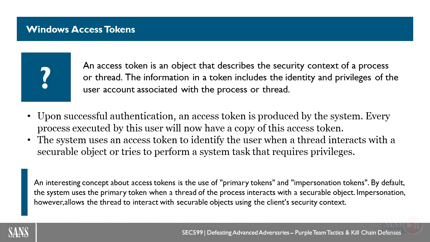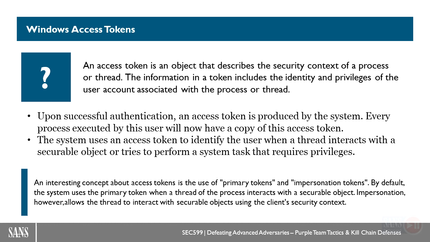Access tokens. An access token is an object that describes the security context of a process or thread. This is used by Windows to understand what is the context here. Whenever you successfully authenticate, an access token is produced by the system. You authenticate, it creates an access token. Every process that you now execute with that user will have a copy of that access token, because that token kind of groups all of the processes together, saying, okay, those are all Eric's processes. They all have the access token of Eric, right?